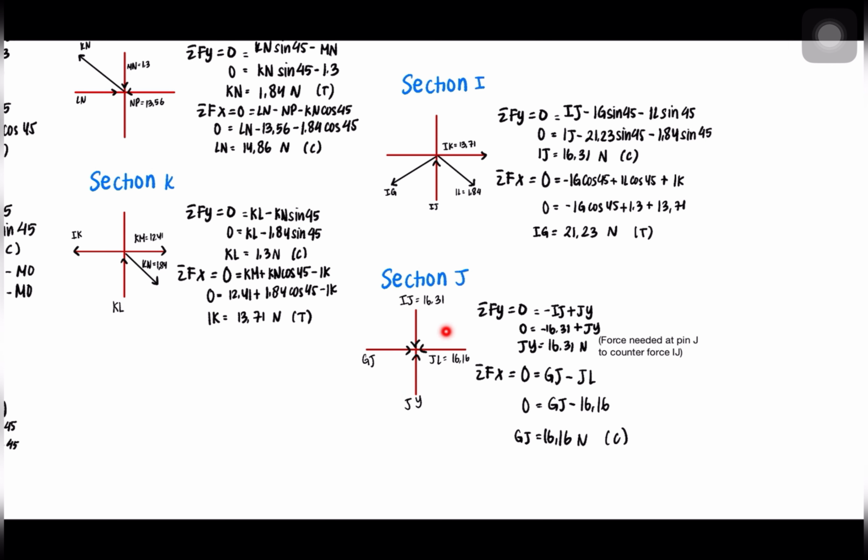Okay, so we have known the IJ, and we need to find Jy to counter the force IJ. And then we can use sigma Fx equals 0, which is the GJ that we need to find, minus the JL that we have found. So GJ is 16.16 Newton.